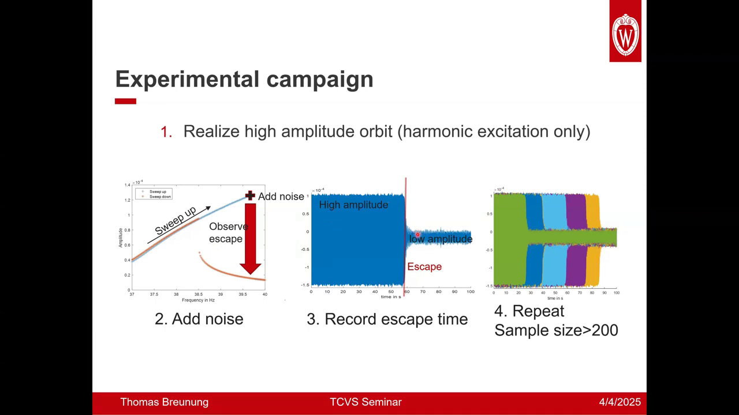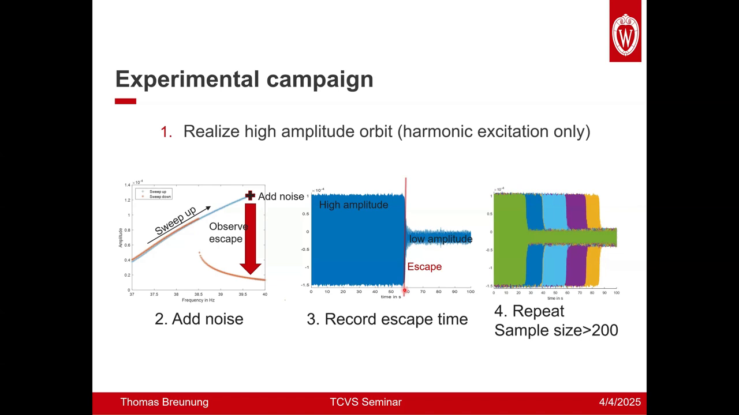Here is a very typical vibration pattern we can observe. In the beginning, we turn on noise and the vibration pattern stays pretty much unchanged, so we are still close to the high amplitude orbit. However, after a certain time, around 58 seconds, the amplitude drops drastically and very quickly from this high amplitude orbit to a much lower vibration pattern. This phenomenon is called escape, and the time when it happens is called the escape time.